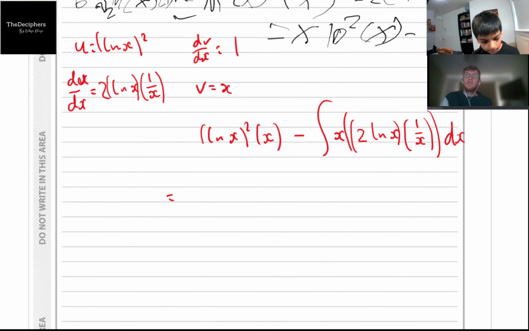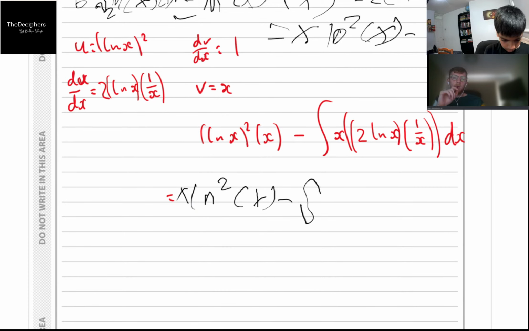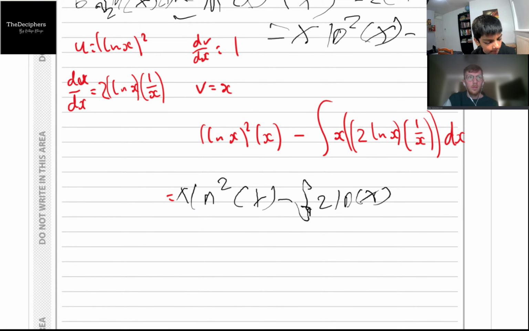That is the ln squared of x, that's x ln squared x minus, then, yes, so x and 1 over x cancel out to make the integral of 2 ln x. Okay, so now we've got to integrate 2 ln x.